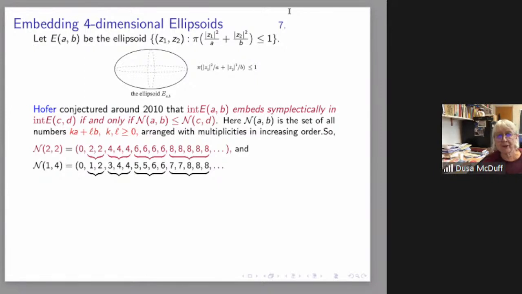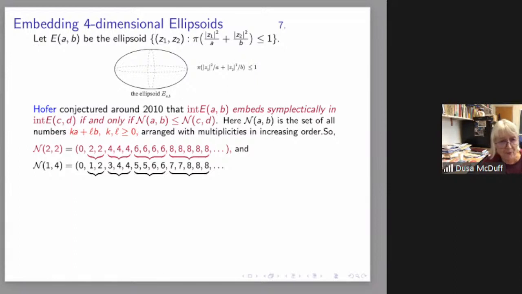So N(A,B) is a set of all numbers which are non-negative integral combinations of A and B. So kA plus lB with k, l non-negative, and you arrange that with multiplicities, because sometimes numbers occur more than once, but you keep all those numbers and put them in increasing order. So if you start off with 2 and 2, then you have 0, which of course is 0 times A plus 0 times B. Then you have 2 twice, because you have once A and then once you have B. And you have 3 lots of 4, because you have 2A, you have A plus B, and you have 2B. And then you have 4 6s and 5 8s and so on. So you can just write out.